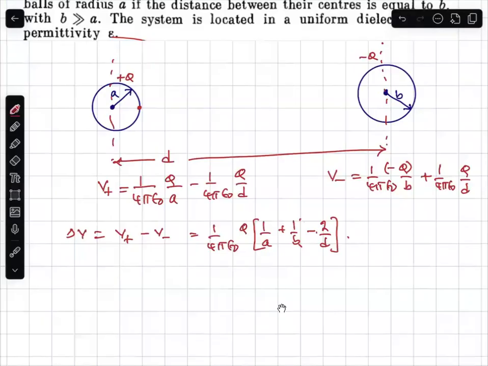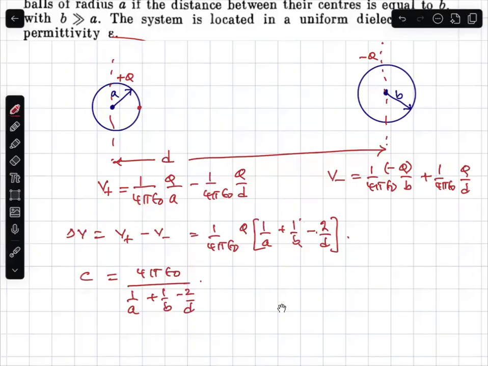Am I confusing you in rewriting V plus and V minus? I did not cheat you. Remember, if D is infinite, only the first terms are sufficient. If D is considerable but still much greater than A and B, that is how you need to write. Right. Now you have the potential difference. Now you have the capacity. C is 4 pi epsilon naught divided by 1 by A plus 1 by B minus 2 by D. If D is very high, you neglect 1 by D in comparison with 1 by A plus 1 by B.